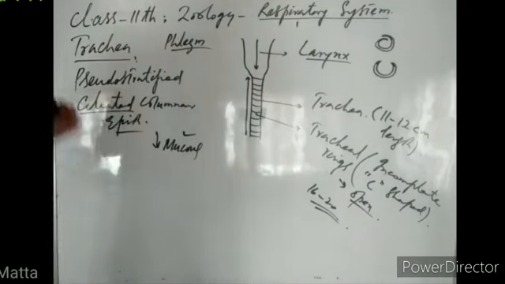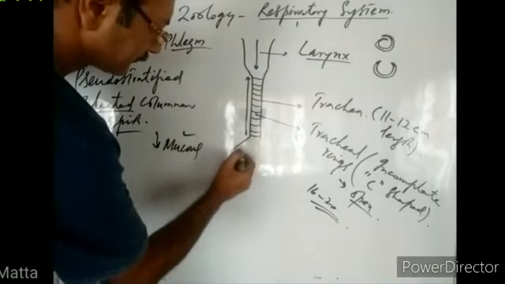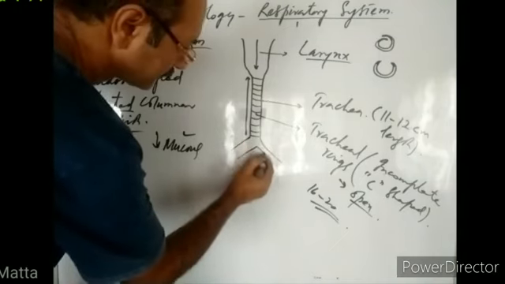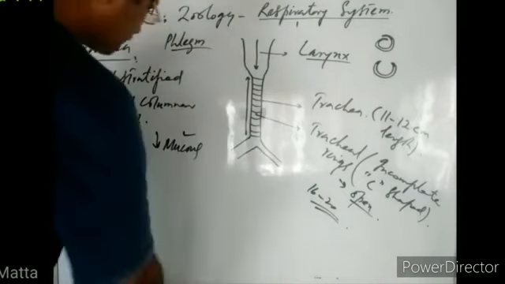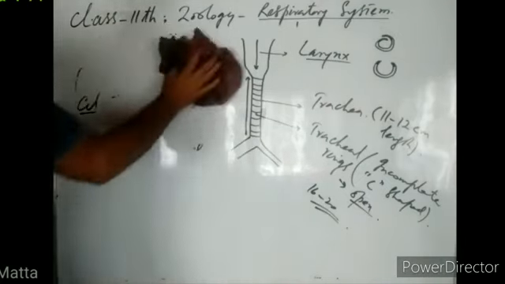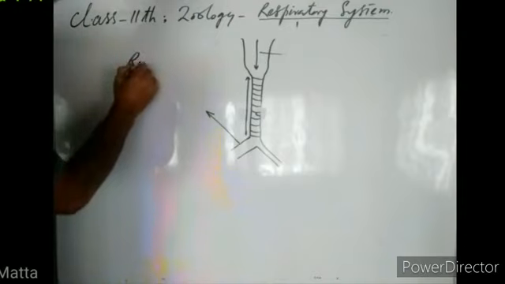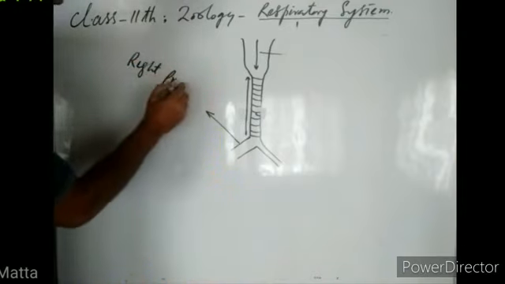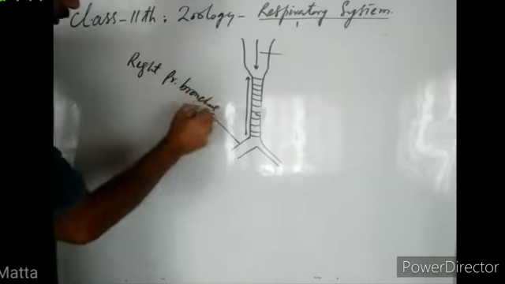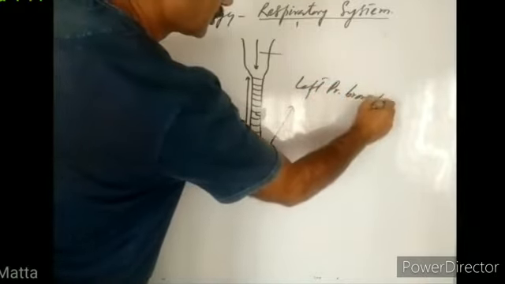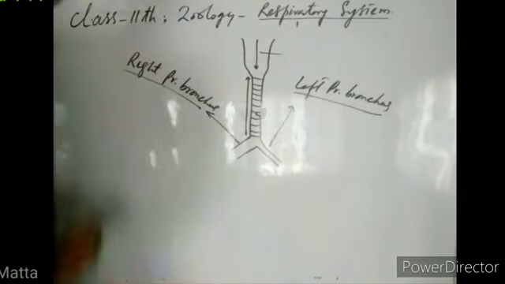Now this trachea divides into two branches. These branches of the trachea are known as primary bronchi. So this is the right primary bronchus, and this is the left primary bronchus. Together they are known as primary bronchi.